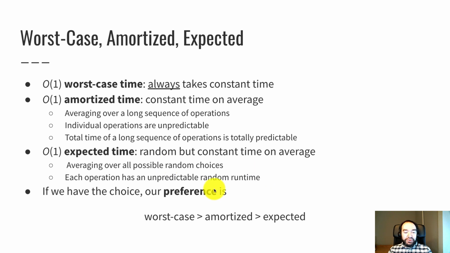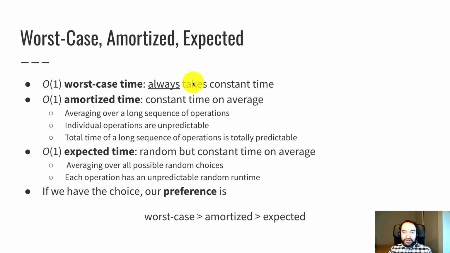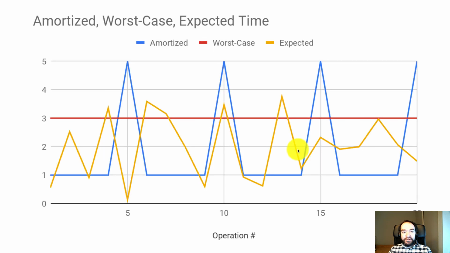So given these, if we're shopping for a data structure and we have the choice between a constant worst case time, amortized time, or expected time, usually our preference is worst case time we like the best, and we like amortized time second best, and we like expected time third best. And the reason is basically in how strong the guarantee is. Constant worst case time, it's always true. So no exceptions, that's a really good guarantee. Amortized time, you don't know operation to operation, but you can characterize the entire sequence of operations. Expected time is totally random. There's not a lot to go on. So that's the weakest guarantee and our least preferred operation.